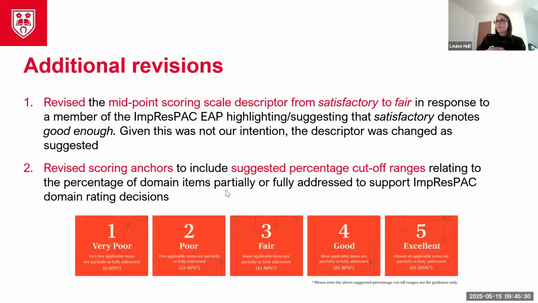We also revised the midpoint of the scoring anchor from satisfactory to fair in response to comments made by one member of the expert panel, and we also revised the scoring anchors to include suggested percentage cutoff ranges relating to the percentage of items that were addressed within ImpResPAC.